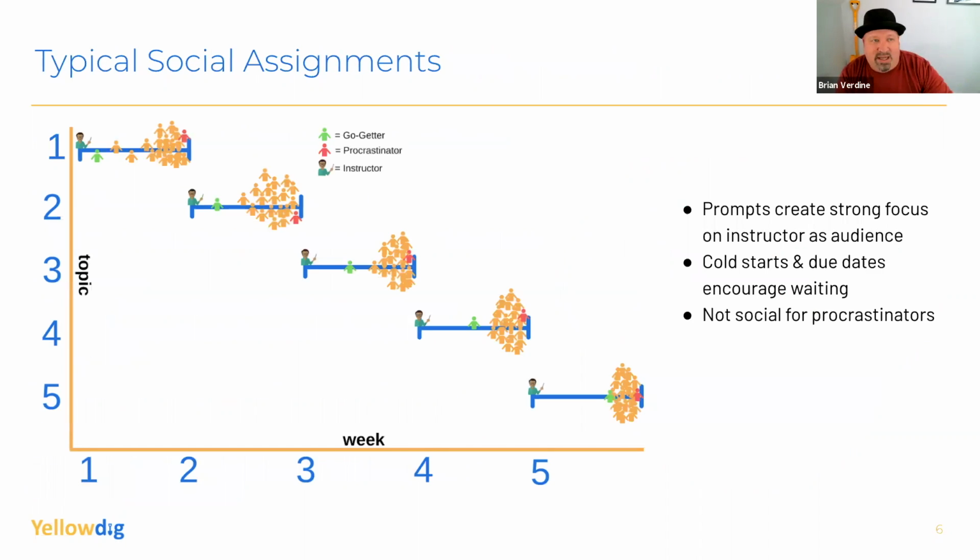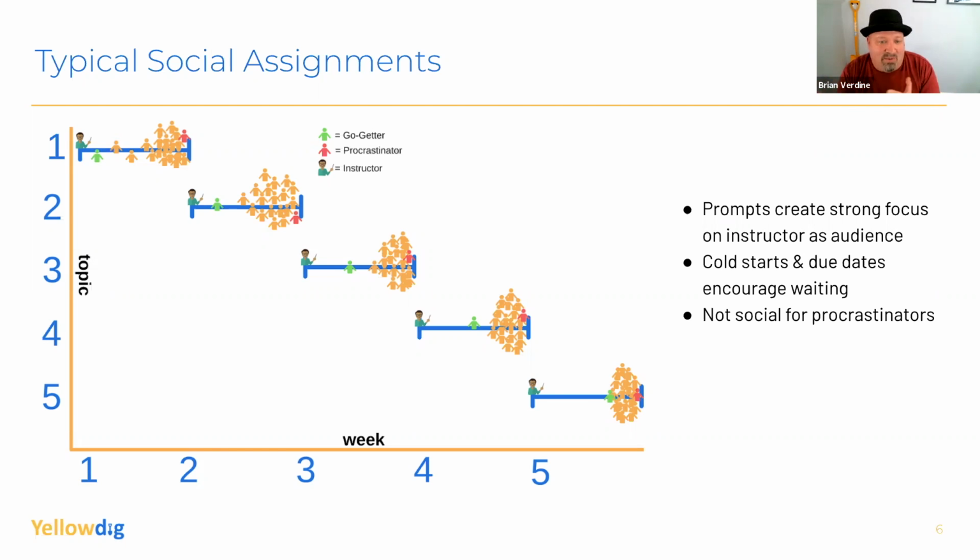And Yellowdig saw the standard model of a social assignment for a course being an assignment where students would come in at the beginning of the week and respond to an instructor's prompt about what to talk about, and then talk a little bit about whatever those responses were. And I think that we see a number of problems with this paradigm itself. Probably the most important is that prompts are really creating a focus on the instructor as the audience. You get a cold start at the beginning of every week, so there's nothing for those first students to talk about when they actually come in.